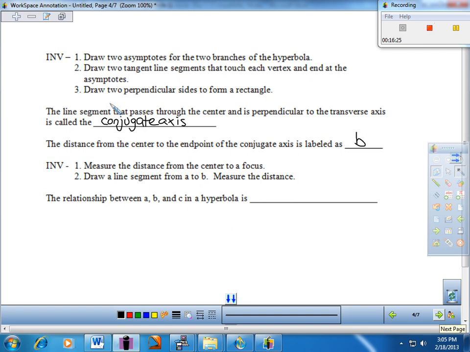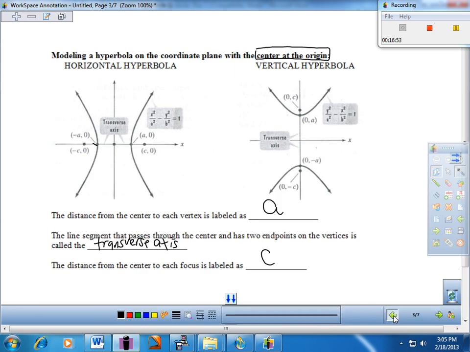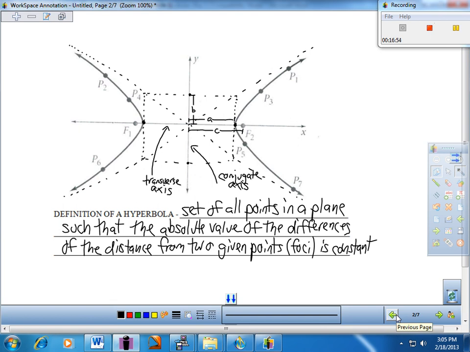All right, so here's the big one. It says measure the distance from center to a focus, and then it says draw a line segment from a to b and measure the distance. All right, I hope you still have that ruler handy. That would be the ideal, of course. But here's what I'm thinking, everyone, if you would. Can you go for me center to focus? Just grab that ruler and just measure it as simple as it gets from there to there, whatever c is.